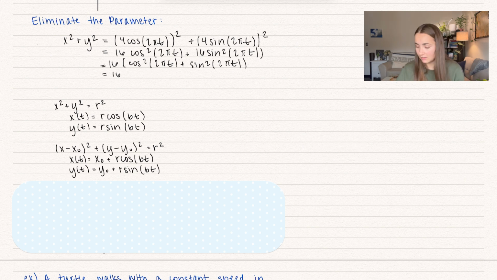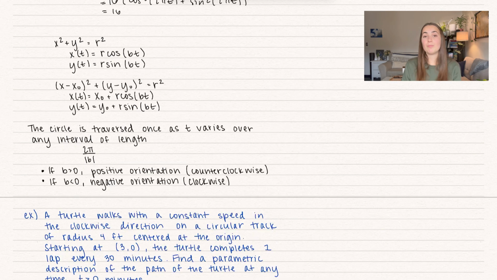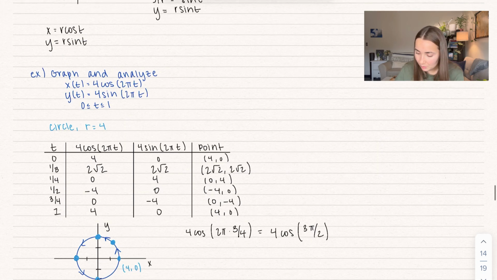So let's go and talk about the orientation and stuff. So the circle is traversed, right? That means it's traveled one time as t varies over any length of interval, right? So the interval is going to be 2 pi divided by the absolute value of b. So if b is greater than 0, that means we're going to be moving in a positive orientation, so we're going in that counterclockwise direction. If b is negative, then we're going to be moving in the clockwise orientation, so that's going to be the negative orientation.